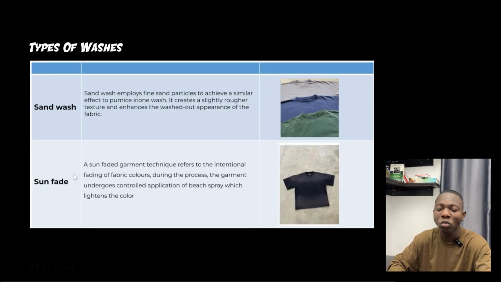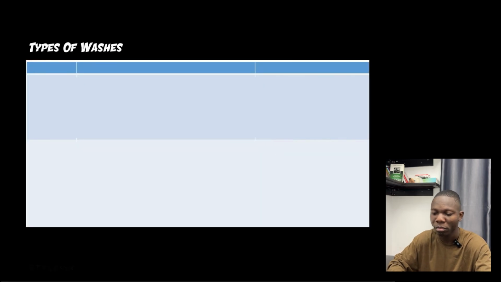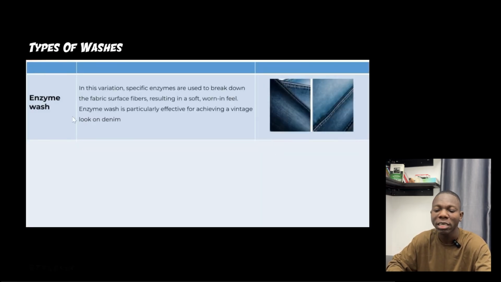Sun fade. Sun fade is a garment technique that refers to the intentional fading of fabric colors. During this process, the garment undergoes controlled application of bleach spray, which lightens the color, as seen in the image here. Enzyme wash. In this variation, specific enzymes are used to break down the fabric surface fibers, resulting in a soft, warm feel. Enzyme wash is particularly used in achieving a vintage look on denims, as you can see here.